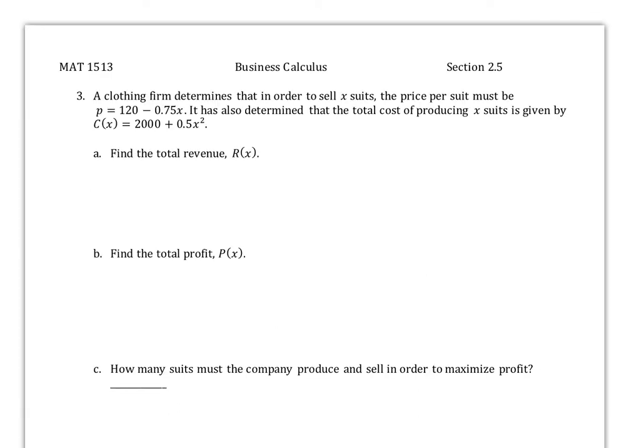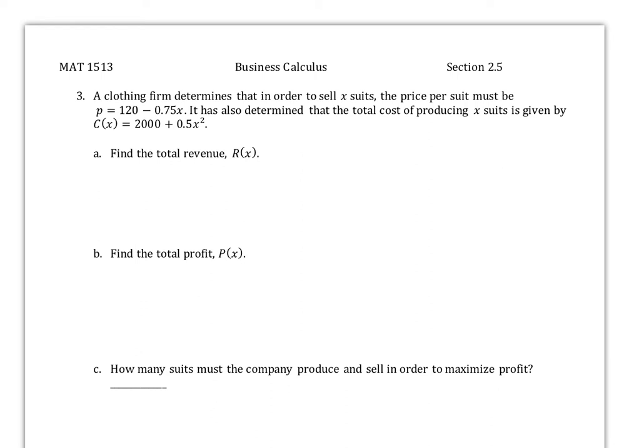A clothing firm determines that in order to sell x suits, the price per suit must be 120 minus 0.75x. It is also determined that the total cost of producing these suits is given by this particular cost function right here of 2,000 plus 0.5x squared.